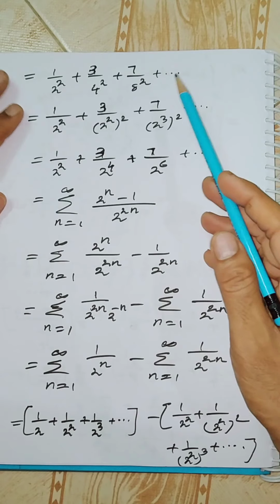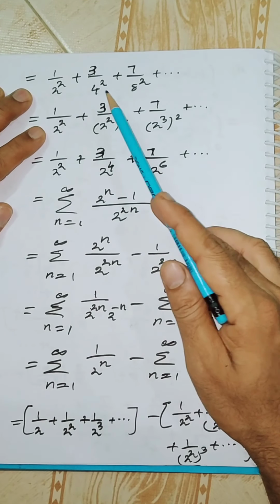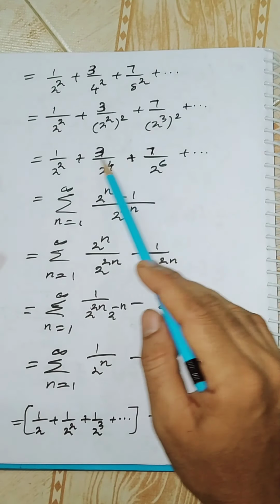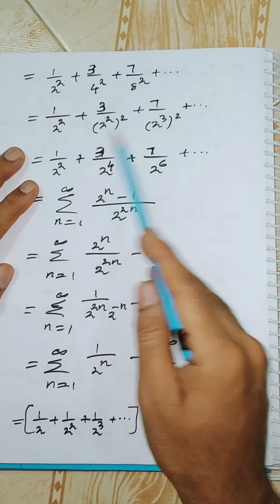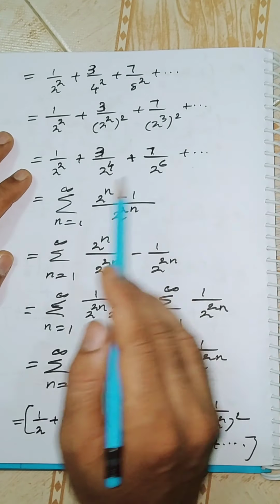As a continuation of that step, I have carried it over and written it. 1 by 2 square, then 3 by this becomes like this. We know very well this 2 cube whole square. Then next rewrite these terms like this. Okay, now we have written it in this way, right?